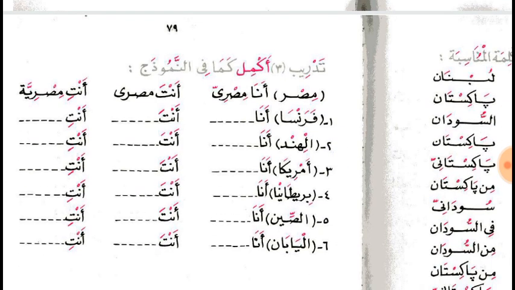Akmil kama fin namuzaj, complete as in the example. The name of country is Misr. Ana Misri, I am Egyptian. Anta Misri, you are an Egyptian man. Anti Misriya, you are an Egyptian woman. Female, yes, I got it.